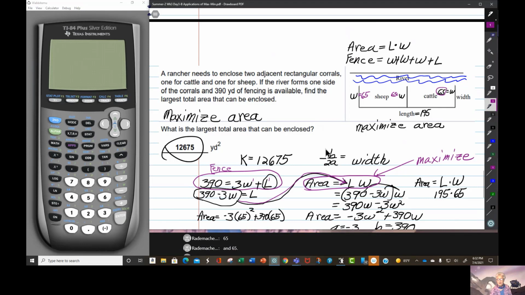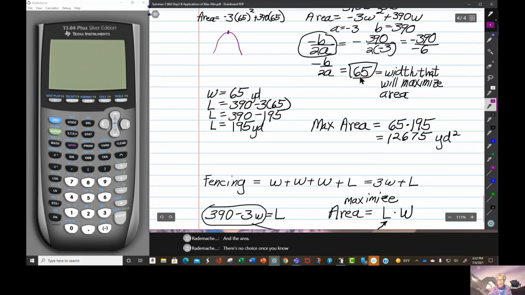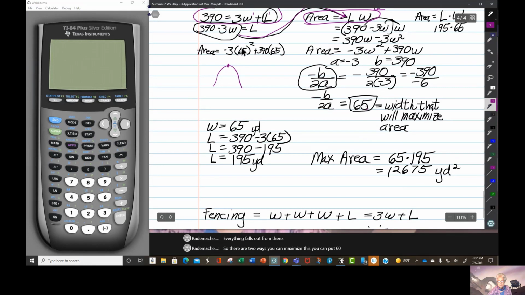Now the length will be forced to be 195, and the area, there's no choice. Once you know what W has to be, everything falls out from there. So there are two ways you can maximize this. You can put 65 in for each W, and then calculate the answer.